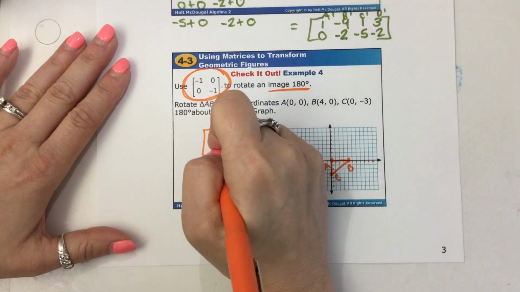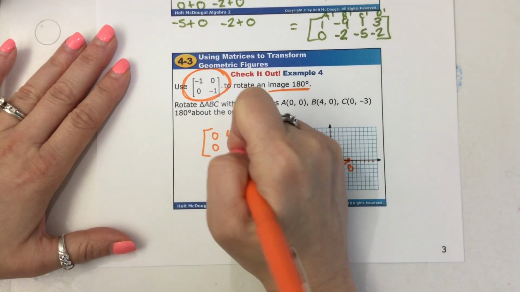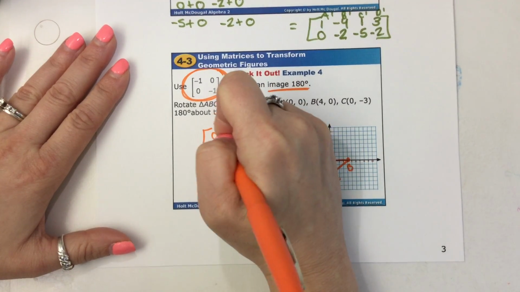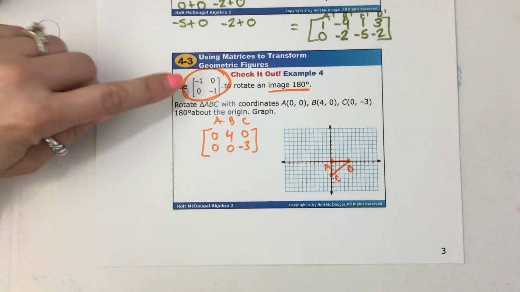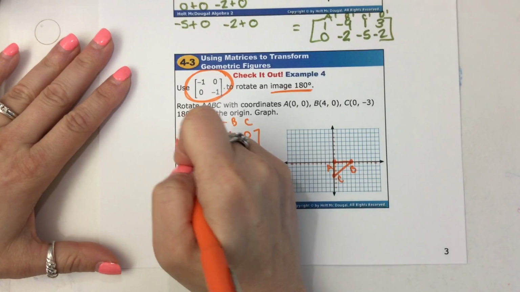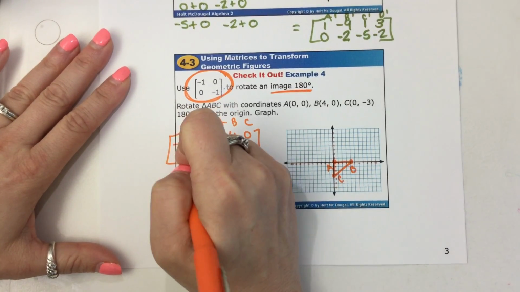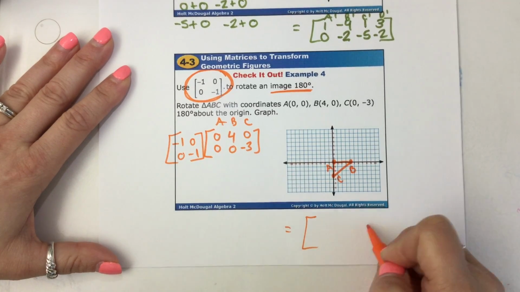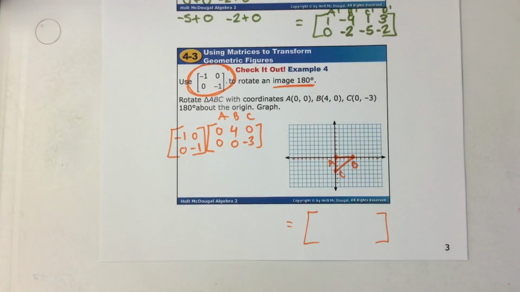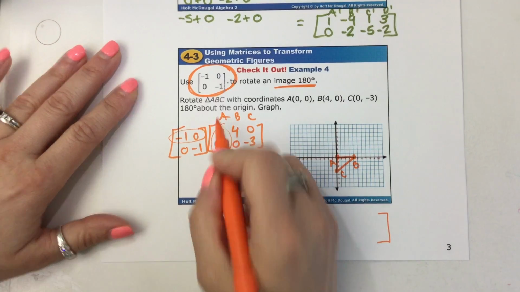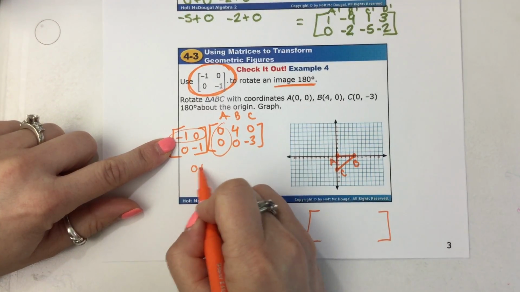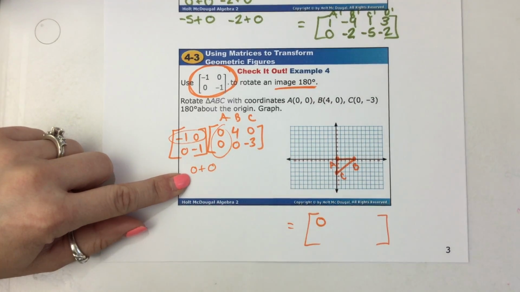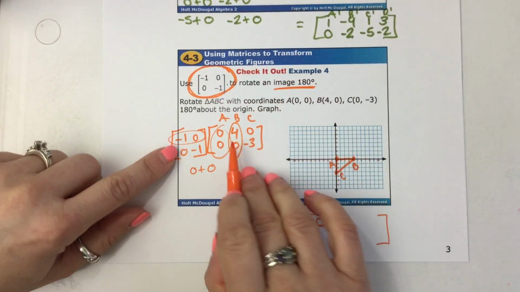Our matrix, A is 0, 0. B is 4, 0. C is 0, negative 3. So that's A, B, C. If I want to rotate it 180 degrees, I need to go negative 1, 0, 0, negative 1. That will get me my new ordered pairs. So I multiply. Negative 1 times 0 is 0, plus 0 times 0 is 0. 0 plus 0 is 0. Go to the next point.